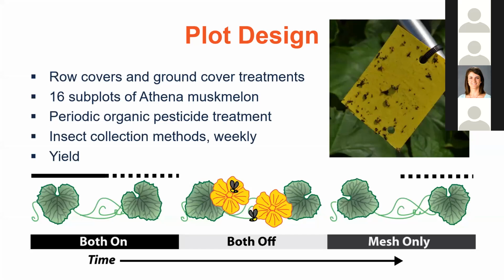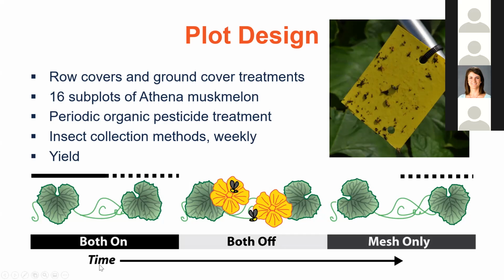This field experiment took place at the University of Kentucky Cell Farm Experiment Station. I'm just going to talk about the melon project. It's 16 plots of melon, and we did some periodic organic pesticide treatment. There were 4 treatments here: the 2 types of row cover, the fabric and the mesh, and the 2 types of ground cover, the mulch and bare ground. As you see on the bottom, this timeline gives you another idea of what kind of control you would expect to get from the different types of row covers.